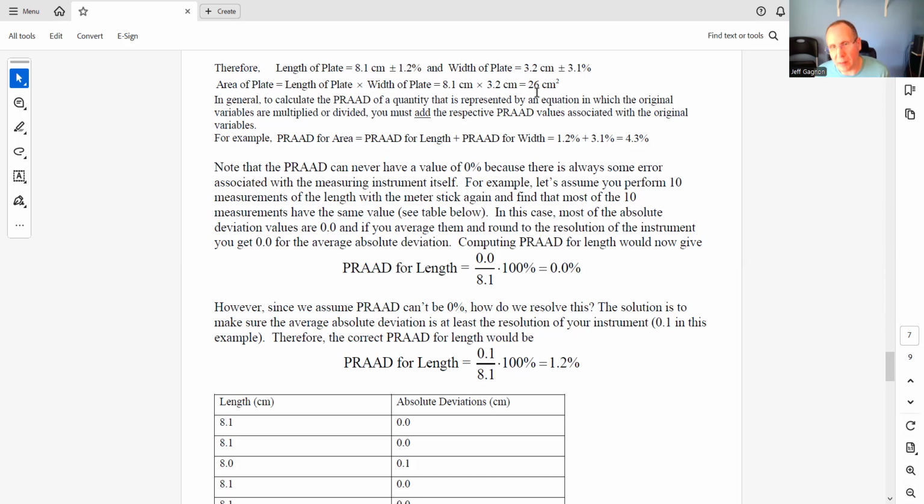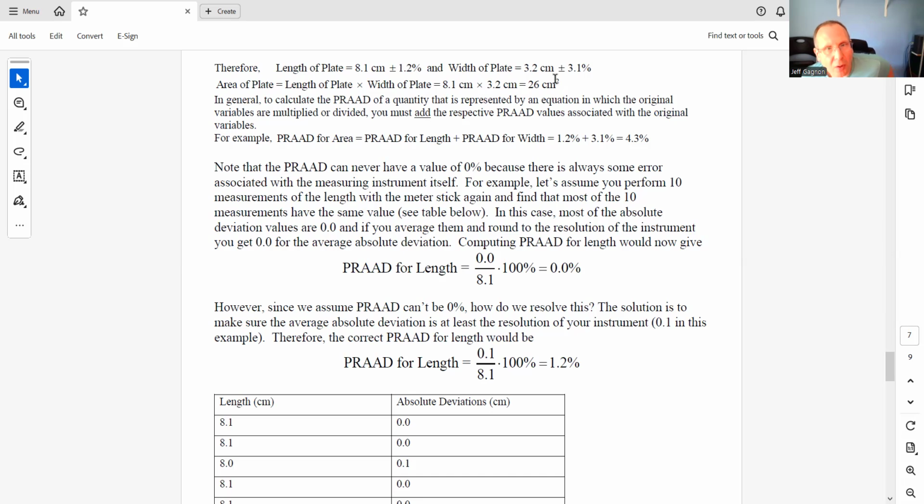Notice here, I was also paying attention to significant figures, where my length had two sig figs and my width had two. So when I multiply, my answer has to have the minimum of them, but they both have two. So the answer also has to have two significant figures, and it does. So 26 centimeters squared.